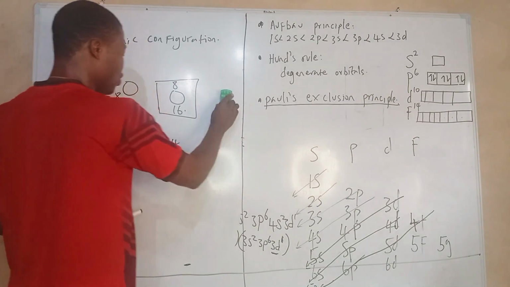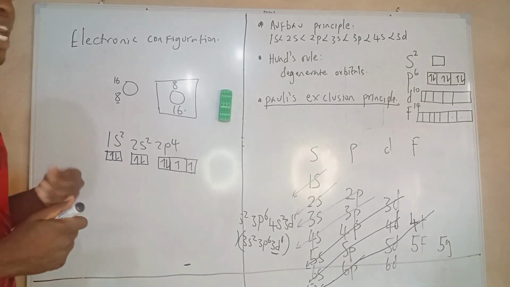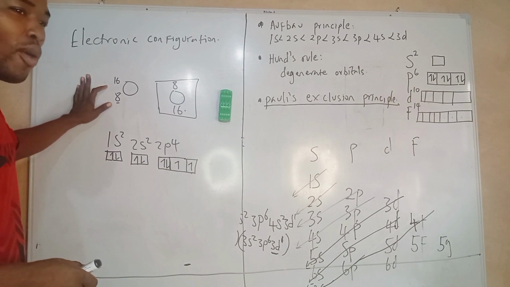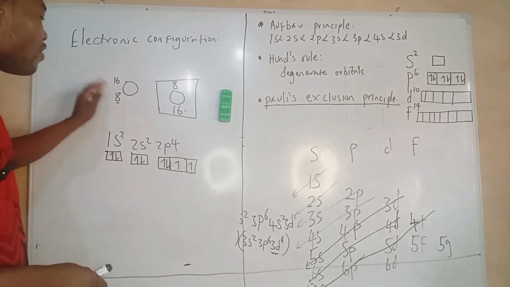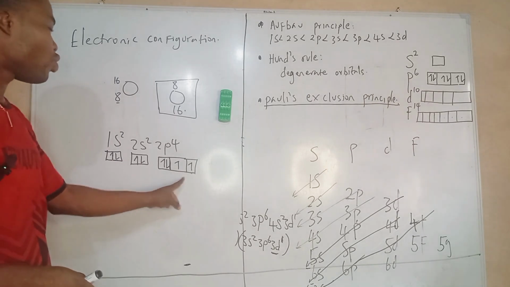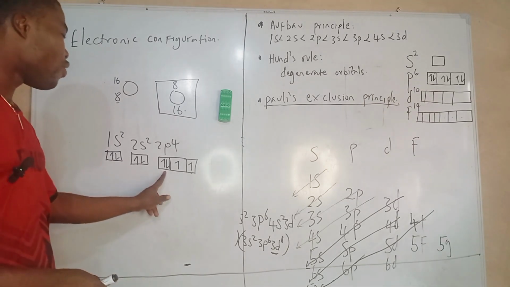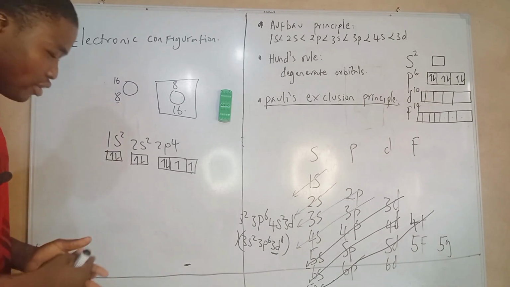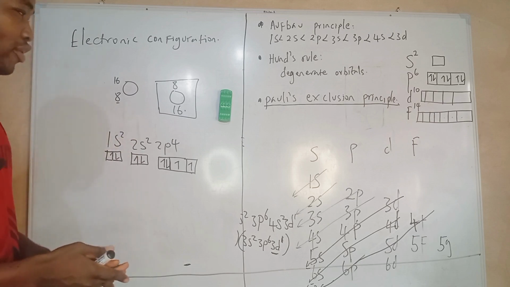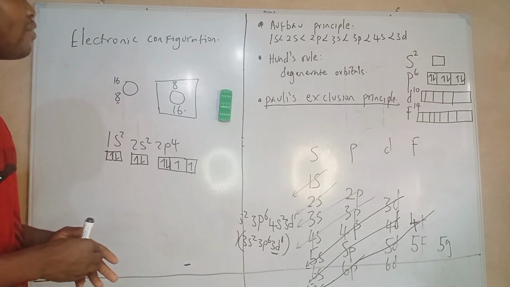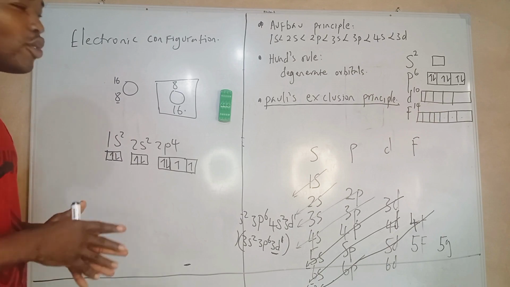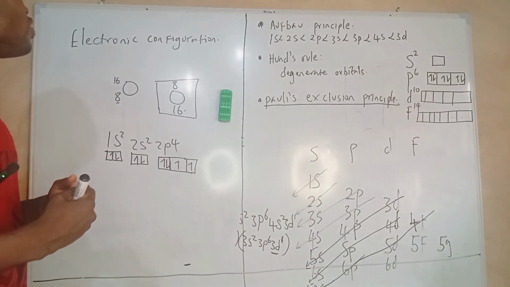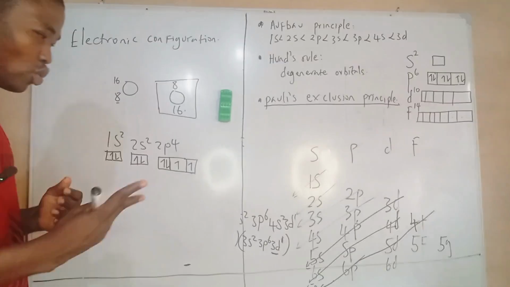Now the question can ask you, how many unpaired electrons are in the p orbitals of oxygen? If you check, how many unpaired electrons are there? 2 unpaired, and we have 1 paired on the p orbitals of oxygen. Now let me do one more example, and I'll stop the video here, and we'll do a video on electronic configuration 2.